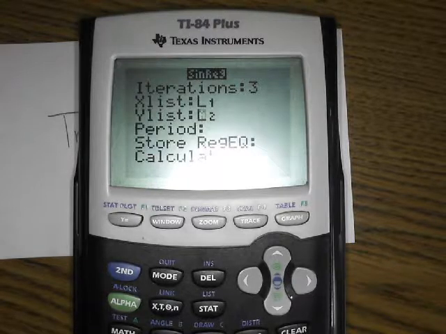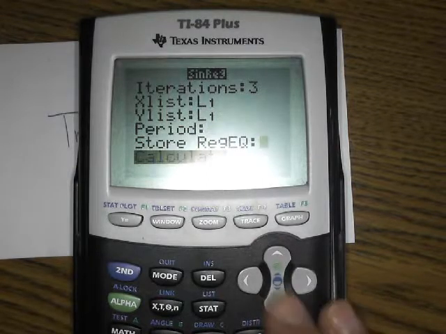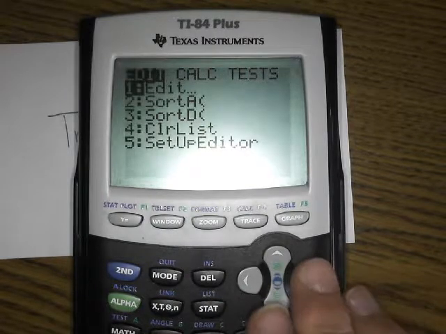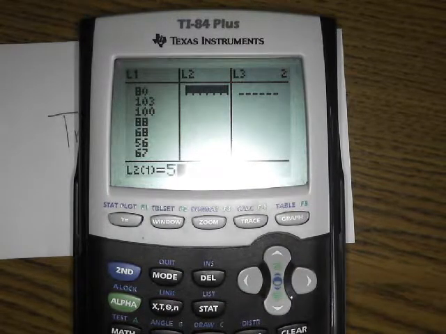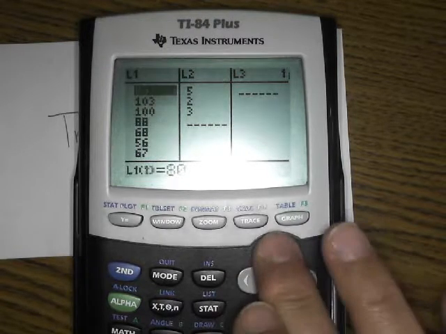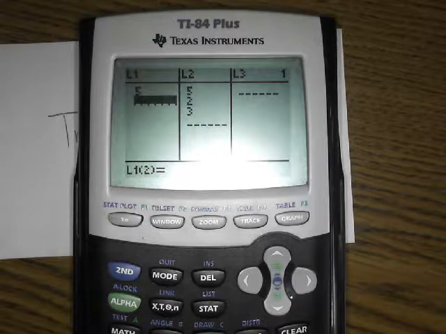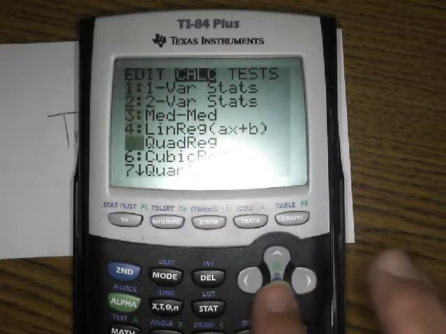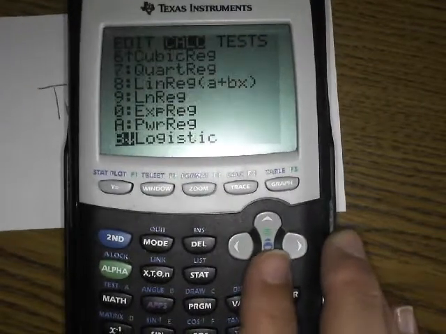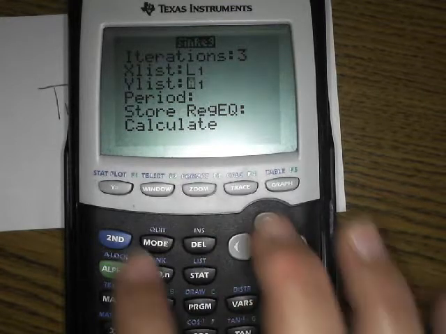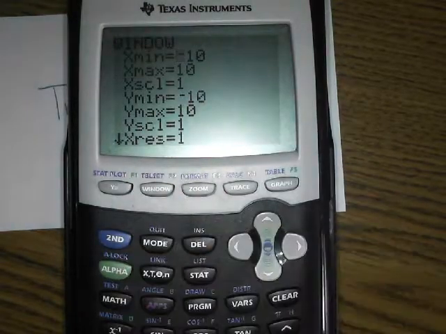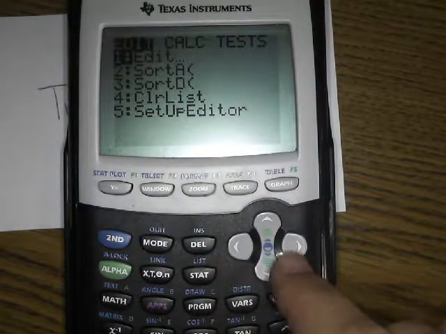I wonder if it's going to, I don't have two lists in there, so I'm just going to put L1 for both of them in case. I would have to enter data. Edit, let me just clear this and just enter. I just need to enter any data, who cares? I'm not really running a regression, I'm using my calculator to cheat a little bit. So if you forget the sine regression, list 1, list 2, and calculate, oh, why is it giving me an error? Why is it giving me an error?